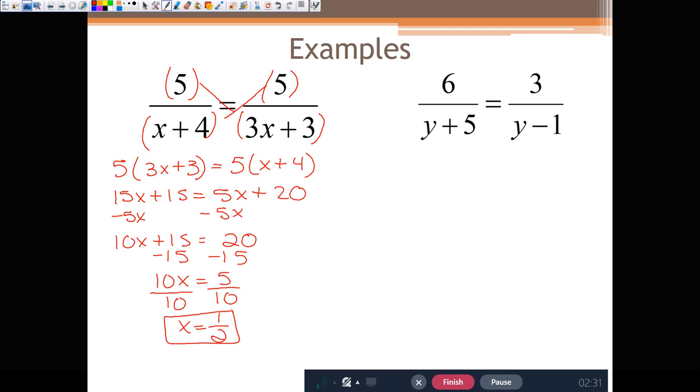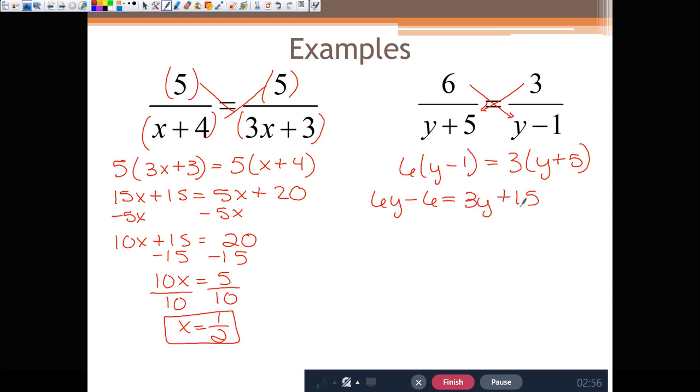So I'm going to do the same thing here. I'm going to cross multiply. So I'm going to multiply 6 times y minus 2 and 3 times y plus 5. So then I'm going to distribute. So I'm going to get 6y minus 6 equals 3y plus 15.